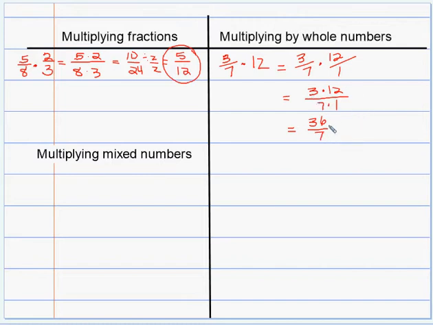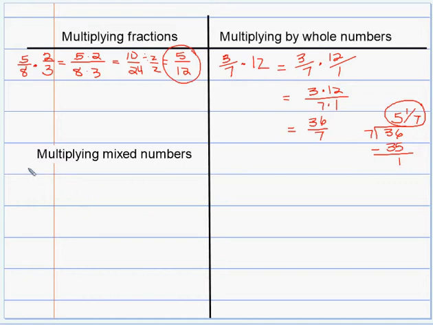Okay, now this is improper, so I would need to divide that out, right? Remember that 36 goes in the box, the 7 goes outside, so how many times does 7 go into 36? Let's see, 6, 5, 4, 5 times, 35, and then remember to write your remainder as that leftover fractional component out of 7 pieces. So we would have 5 and 1/7. So 3/7 times 12 gives us 5 and 1/7.